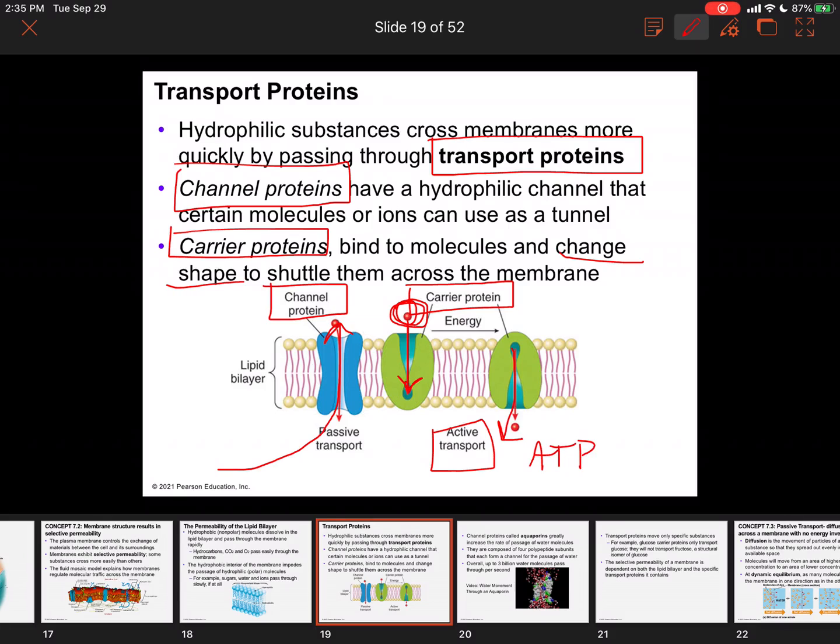Okay, so we've got two types of proteins that move things. With passive transport, no energy needed, we're going to use channel proteins. With active transport, we're going to use carrier proteins. That's going to require energy.